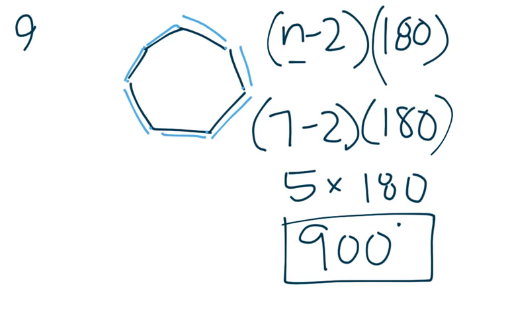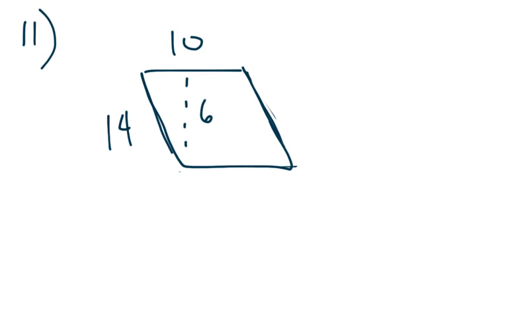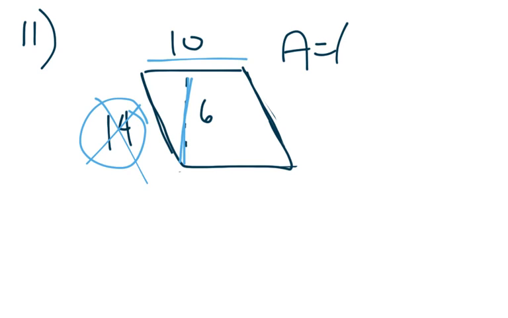And that's our answer for number 9. Okay, so number 11, find the area of the parallelogram below. So in order to find the area, you do base times height. So the height is the one that is going straight down. It's the altitude. It's not the slanted height on the side. Ignore that. So we are going to say area equals 10 times 60.